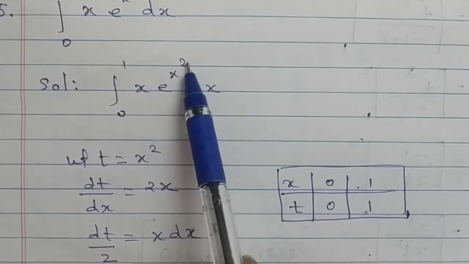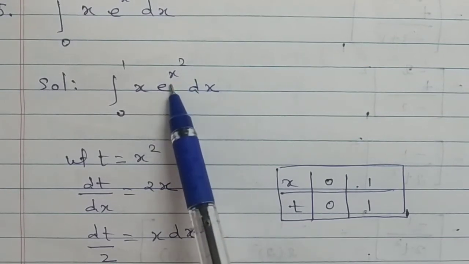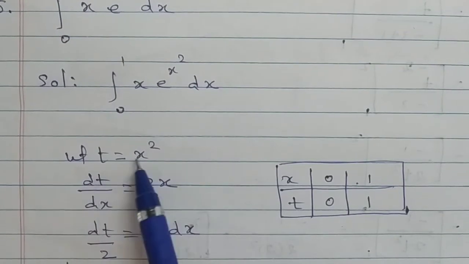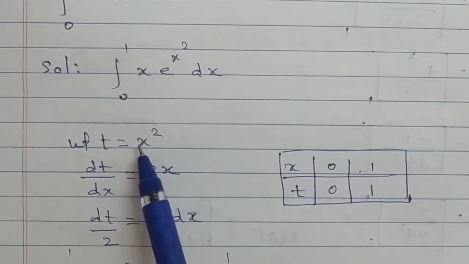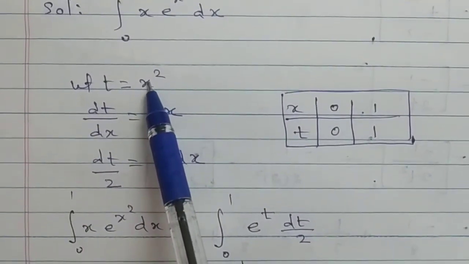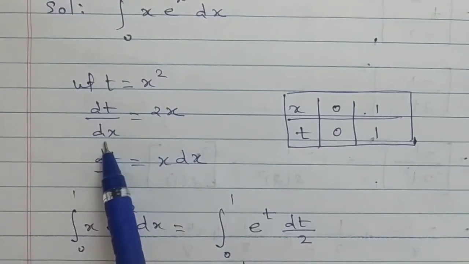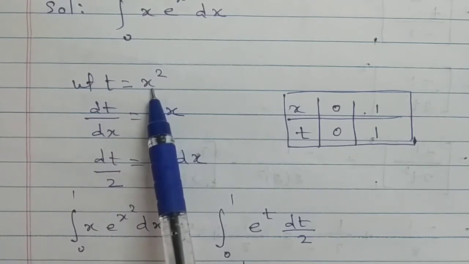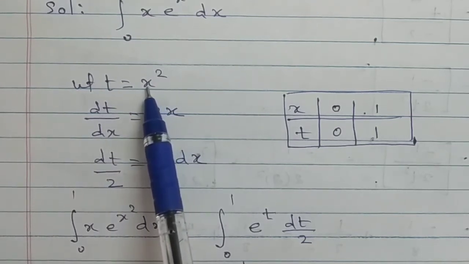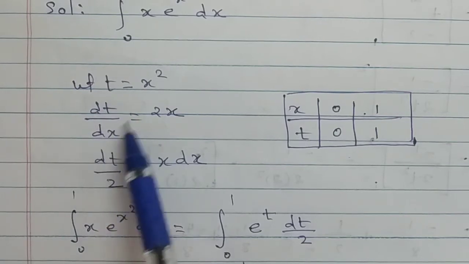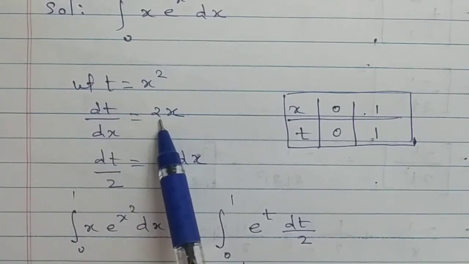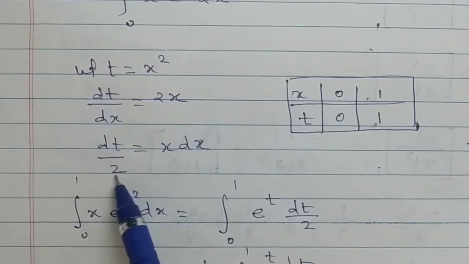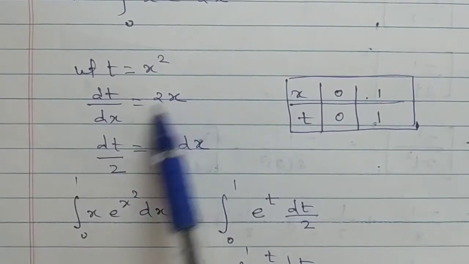I am taking the term x square as t. So t equals x square. Now find the derivative, differentiating with respect to x: dt by dx equals 2x, since the derivative of x square is 2x. So I am bringing the 2 to the denominator: dt by 2 equals x dx.